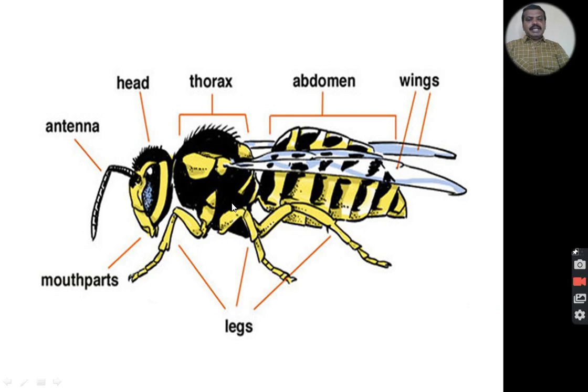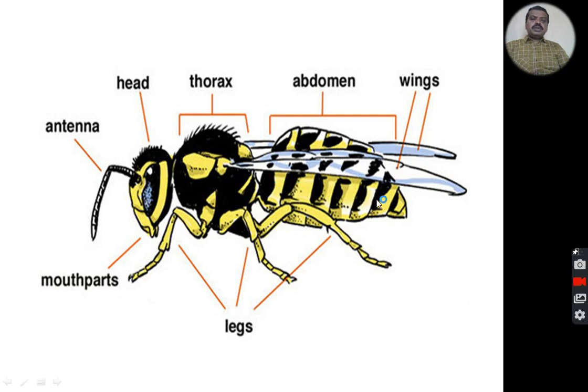Ventral to the thoracic region, you can see 3 pairs of legs attached, 1 pair to each segment: prothorax, mesothorax and metathorax. Since 3 pairs of legs are present ventral to the thoracic region, typically the insects are designated as hexapods.